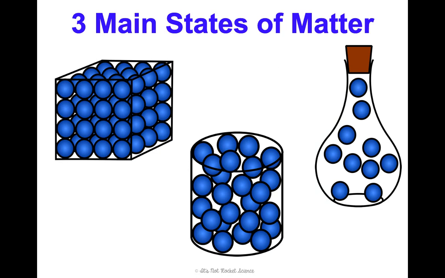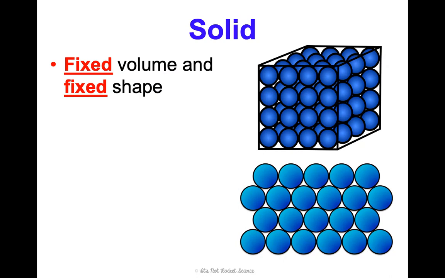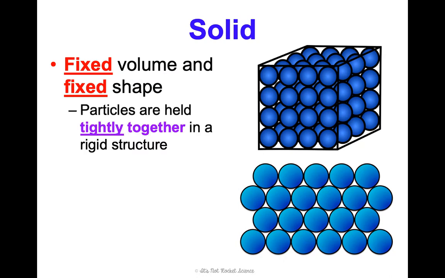All right, let's talk about the three states of matter. The three states of matter are solid, liquid, and gas. Let's go ahead and break down solid first. Solids are fixed volumes and fixed shapes. So very tightly packed together, rigid structures of particles, just like the pictures you see here. This is particles in a cube shape, and then this is what they would look like without the lines there.